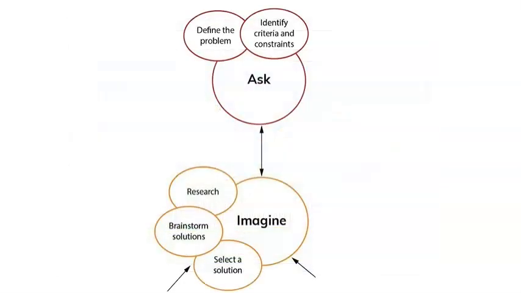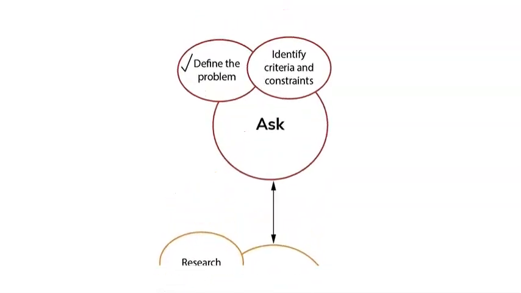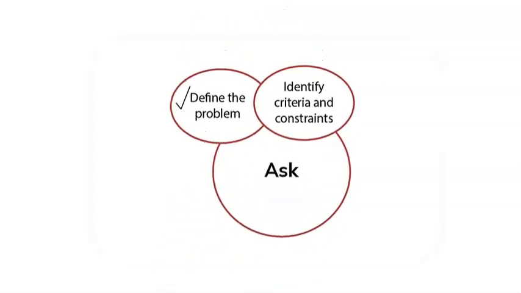Because we're moving back and forth between stages, let's check off what we've done so far. We have defined the problem and conducted research. Now that we know more about the emerald ash borer, let's go back and identify criteria and constraints.